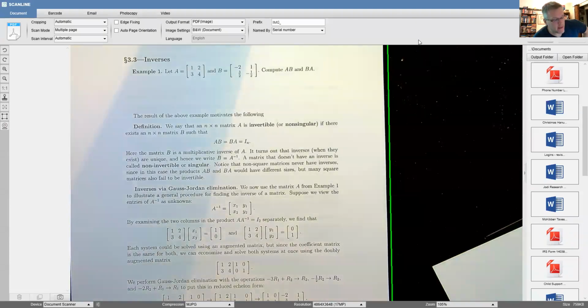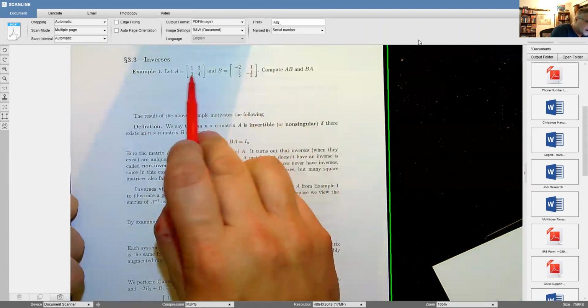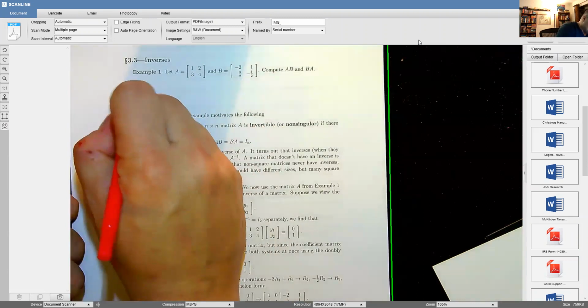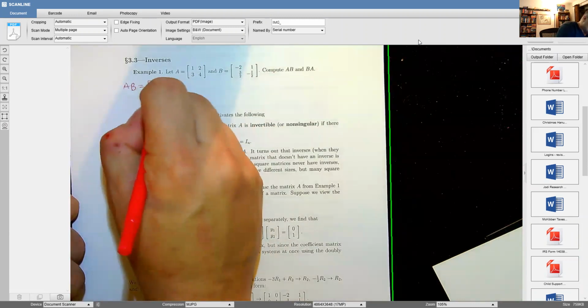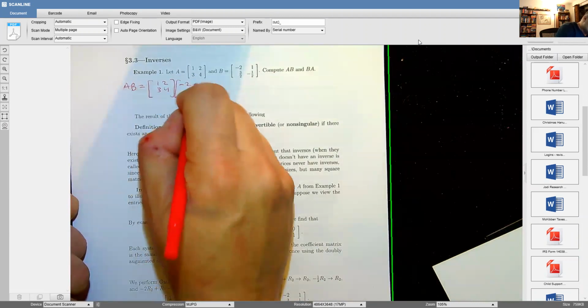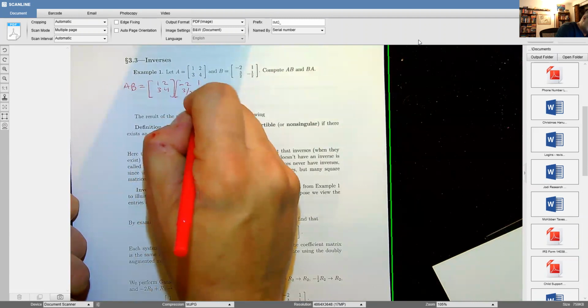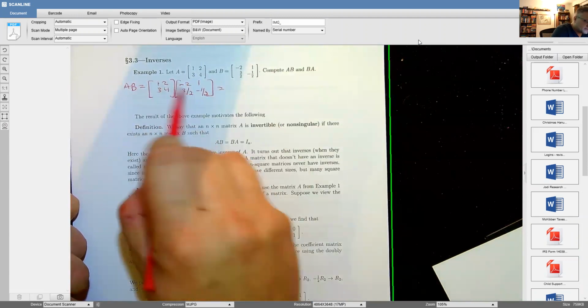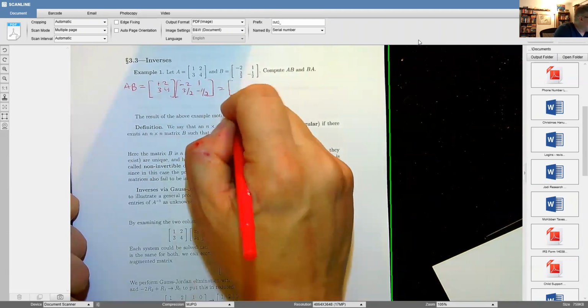All right, hello again. Let's actually work through section 3.3 on inverses now. To launch in, let's start off by computing these two products. We know how to do that. AB is [1, 2; 3, 4] times [-2, 1; 3/2, -1/2]. And remember, you just do row by column each time around.